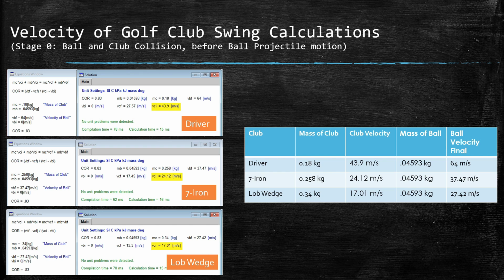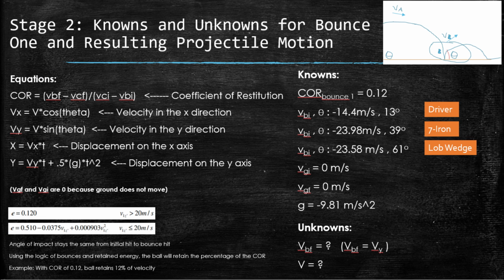But for our purposes, this is just the number that we choose to represent the velocity of the golf club. So now that we know the velocity of the golf club swing, we can then start stage 2. So here we have the knowns and unknowns for bounce 1 and the resulting projectile motion.